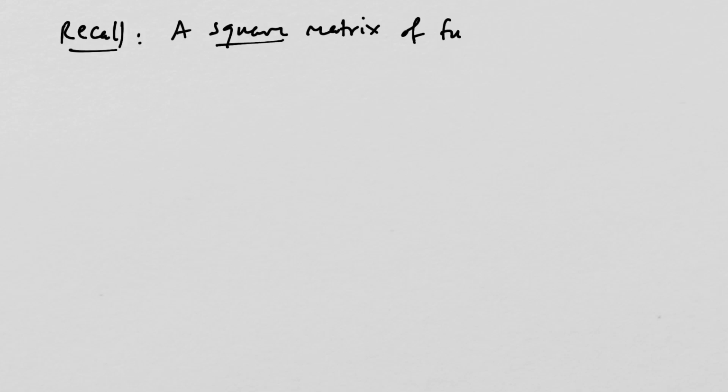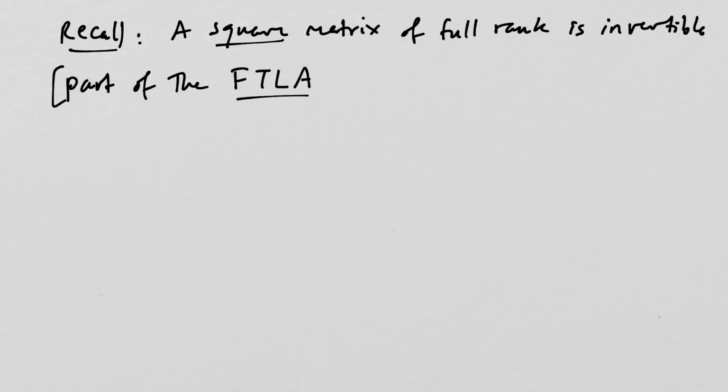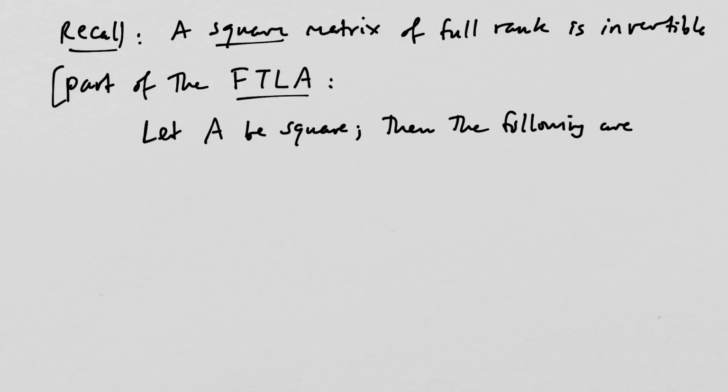But remember back from our study of linear algebra, so I'll just remind you, that a square matrix of full rank is necessarily invertible. In fact, this was part of what I called the fundamental theorem of linear algebra. Remember what that looked like? It said, let A be square. Then the following are equivalent. And it gave a number of equivalent conditions.